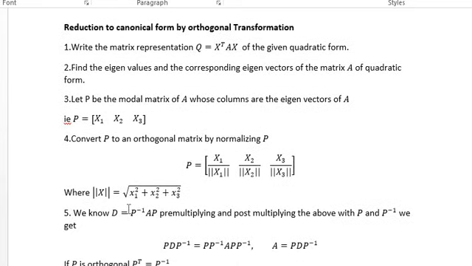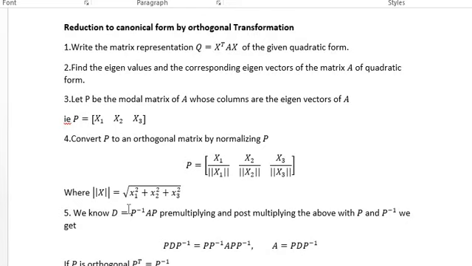The first step is to write the matrix representation Q = X transpose AX of the given quadratic form. Second step is to find the eigenvalues and the corresponding eigenvectors of the matrix A of the quadratic form. From the given matrix representation, we have to find the eigenvalues, and corresponding to each eigenvalue, we have to find the eigenvectors also.